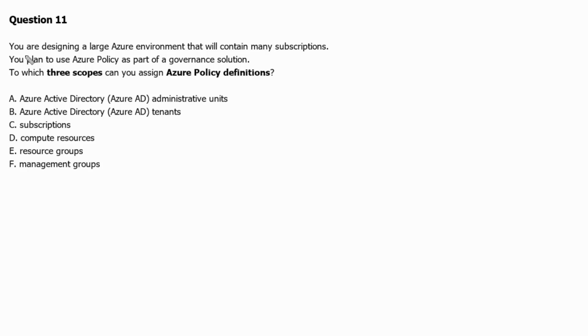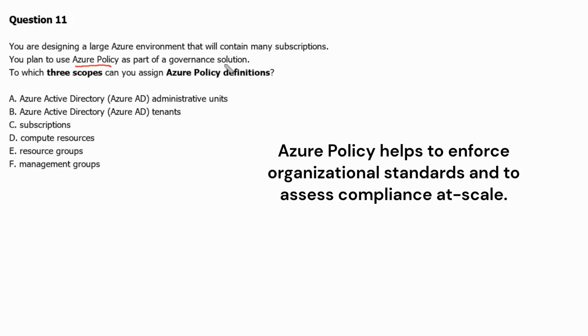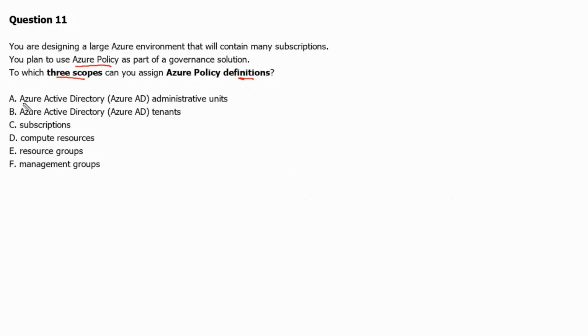Question 11. You are designing a large Azure environment that will contain many subscriptions. You plan to use Azure Policy as part of governance solution. To which 3 scopes can you assign Azure Policy definitions? Option A is Azure Active Directory Administrative Units.